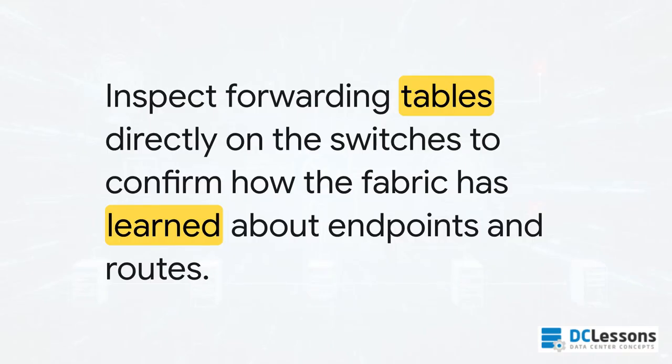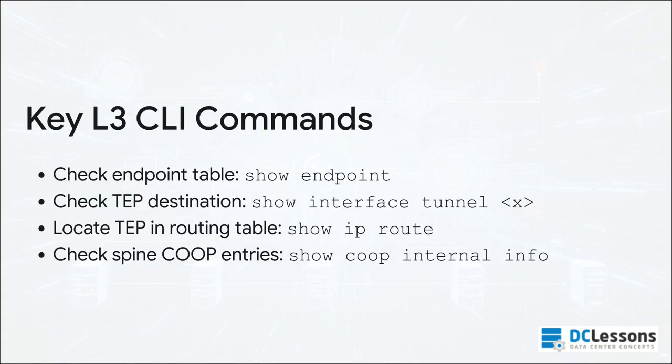So once again, if the high-level GUI checks look okay, we escalate to the CLI. Now we're going to get our hands dirty and look directly at the forwarding tables on the switches themselves to see how the fabric has learned about our endpoints and the routes between them. This right here is our essential toolkit for L3 on the CLI.